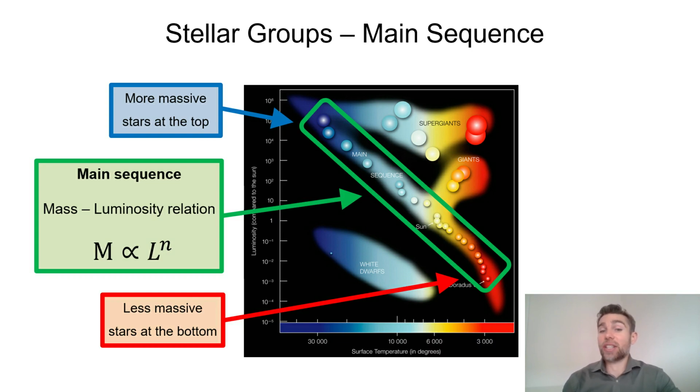A more massive star is going to be more luminous, and you can see that here. So more massive stars sit at the upper left, less massive stars at the lower, or the bottom right, I should say.